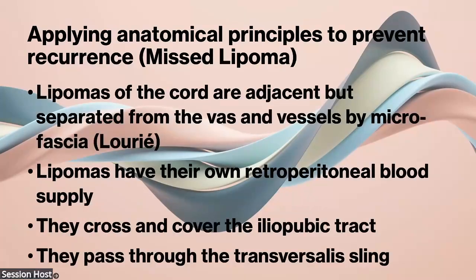Lipomas of the cord are adjacent but separated from the vas and vessels by microfascia, à la Laurier. Lipomas have their own retroperitoneal blood supply, which means you can preserve them and use my trick of putting it on top of the mesh to keep your mesh down. They cross and cover the iliopubic tract, an important landmark. They pass through the transversalis sling.